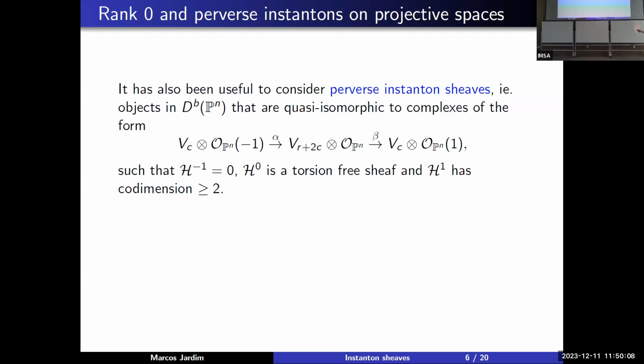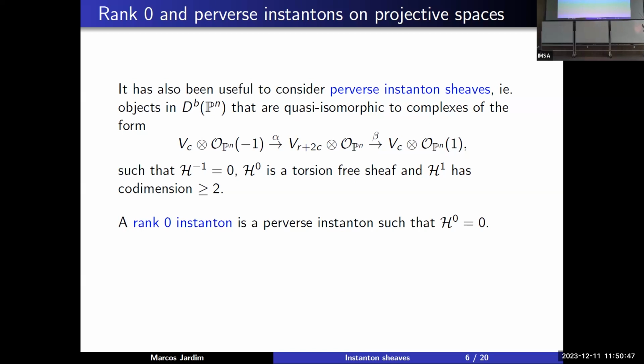That's what it means that H^{-1} is 0. First map is injective. But the second map here doesn't have to be surjective anymore. You may have some extra cohomology here, H^1, but this is codimension 2. So it's a torsion sheaf supported on a subvariety of codimension 2. This H^1 sheaf. And H^0 is a torsion free sheaf that appears here as the kernel of beta pushed out by the image of alpha. But it doesn't need to be an Instanton sheaf anymore, in the sense of the definition.